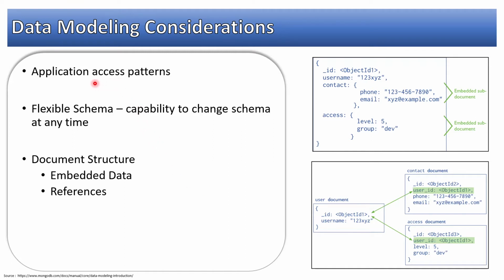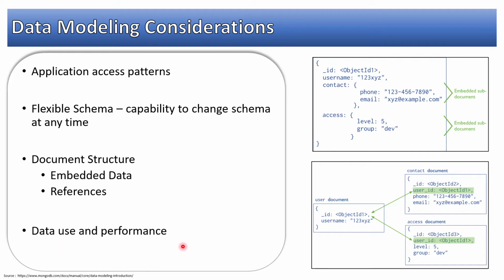Biggest impact is of access pattern. If you know your access patterns, then you will be in a position to decide whether it is embedding or referencing. Then that will lead to efficient performance of your MongoDB database.